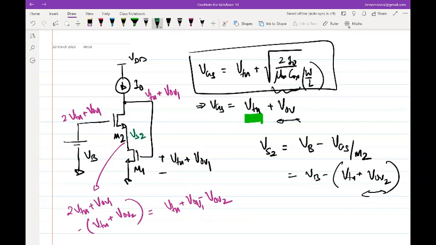But who is setting the source voltage of M2? Exactly, right? The gate of M2 is fixed. The current is fixed, which means the source voltage will be the gate minus the required VGS for the same current. Right? So that's what is happening here. So this is VB minus VGS of M2, and VGS of M2 is threshold voltage plus overdrive of M2.